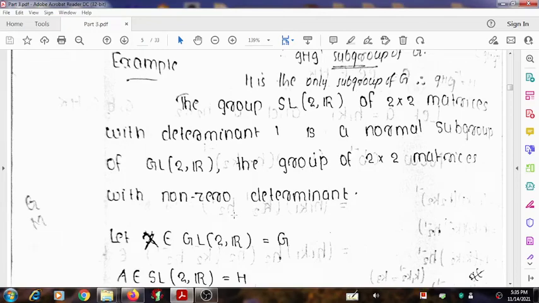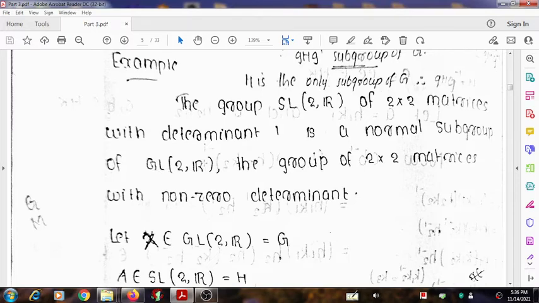In this video we are going to discuss a simple example of a normal subgroup of a group. Here we consider the set of all 2 by 2 matrices, GL2R. The 2 stands for the order, and R stands for the set of real numbers.